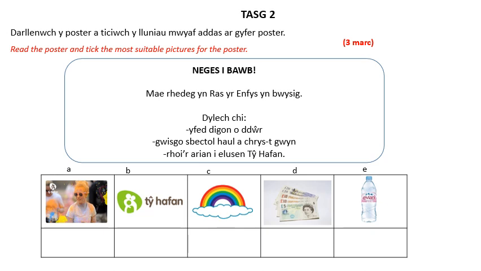Okay, so there's some words there that you should be able to work out. So yfed digon o dŵr, gwisgo sbectol haul a crys ti gwyn, rhoi arian. That's one of the verbs that you learnt today, rhoi arian. I elusen, elusen is one of the words that you should have learnt. And then ti hafan, capital T, capital H, so probably a name of something. So tick your answers on your sheet and then you can hand your work in at the end of the lesson.